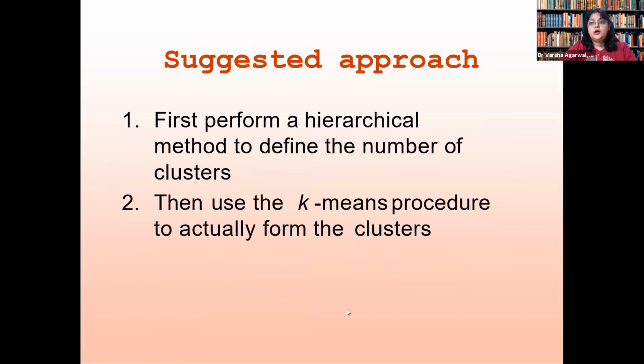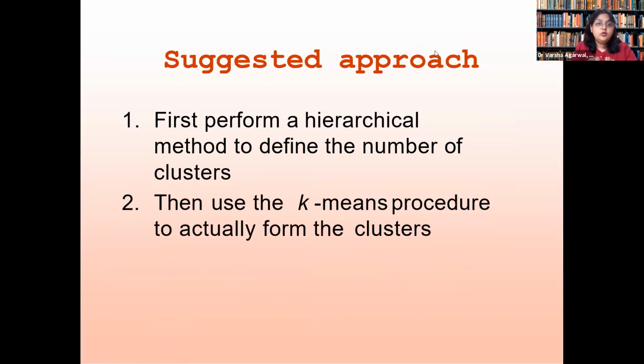Now, what is the suggested method? Should I know the number of clusters before, or should I not know? Which one is better? What they say is the K means cluster procedure is better, easy, and compact to run. So in this session, I will teach you both. I will teach you how to run both the analyses.